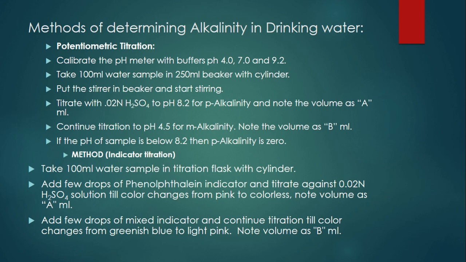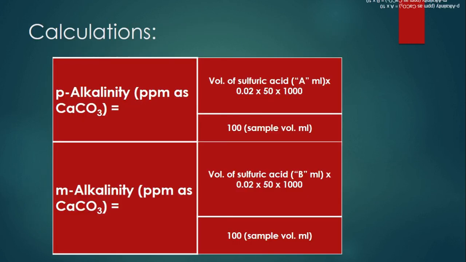So what are the calculations? The calculation is shown on your screen. P alkalinity: the volume of sulfuric acid denoted by AMO is multiplied by 0.02 normal sulfuric acid, multiplied by 50, multiplied by 1000, and divided by 100.